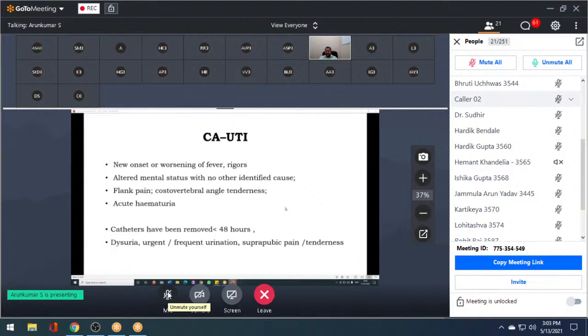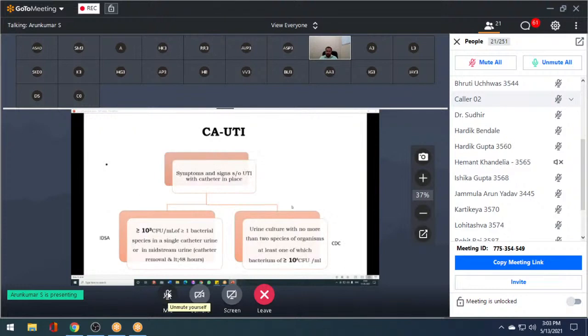Another class of UTI is the catheter-associated UTI. If the patient develops it while the catheter is in place or within 48 hours of removal of the catheter, we diagnose a catheter-associated UTI. So if the patient has symptoms, we send the urine for culture. If there are more than 10 to the power 5 colony-forming units, with not more than 2 microorganisms, we diagnose a catheter-associated UTI.